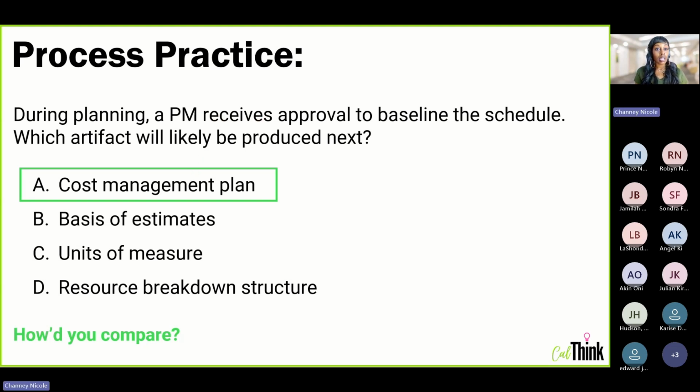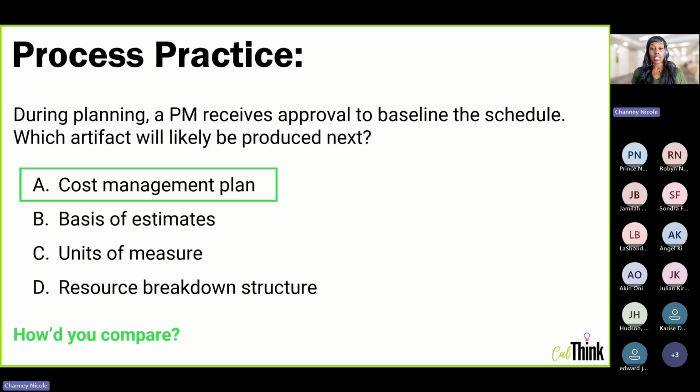Yeah, I think I saw a question in the chat. But the question says approval to go ahead and baseline the schedule. Yes. So if the PM received approval to baseline the schedule, that means that they're in develop schedule, the process that actually gets you your baseline schedule. So they're going to move on to the next logical process on the process grid, which is going to be some of your cost processes, either plan cost management, cost estimates, or determine budget. Those are the only 3 planning cost processes.